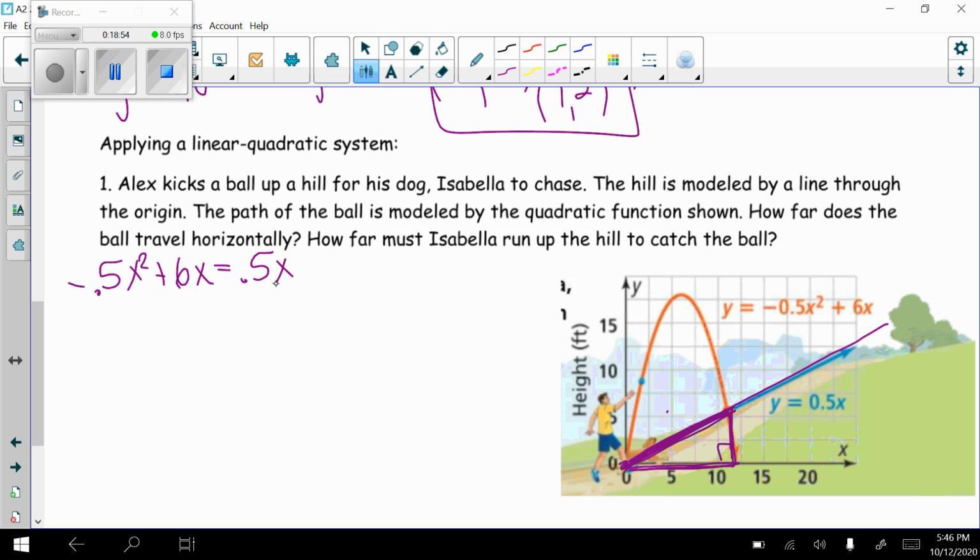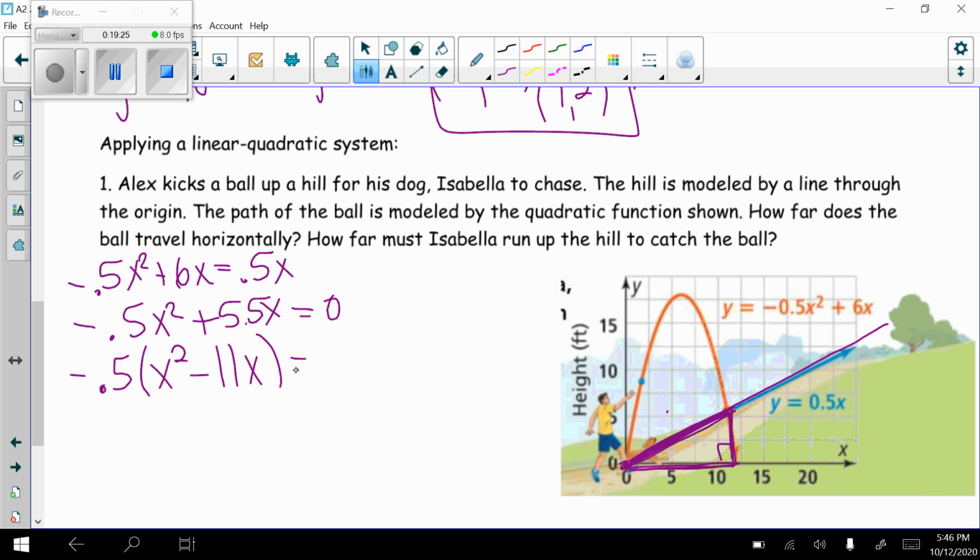Get everything on the same side, so I get -0.5x squared plus 6x minus a half x, which gets me plus 5.5x, is equal to 0. I notice that I can take out a -0.5 out of everything. So if I pull out a -0.5, I'm left with x squared minus 11x equals 0, since 5.5 divided by -0.5 is 11. Pull an x out, so then I get x times x minus 11.